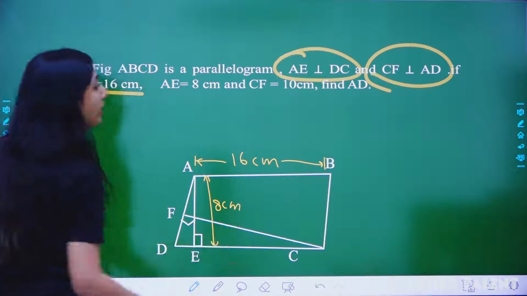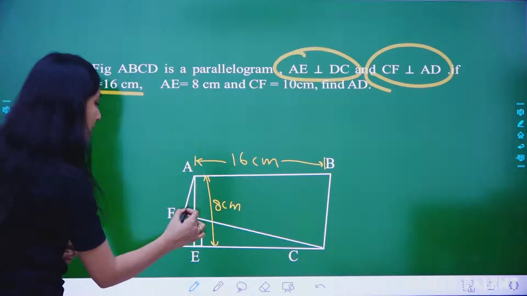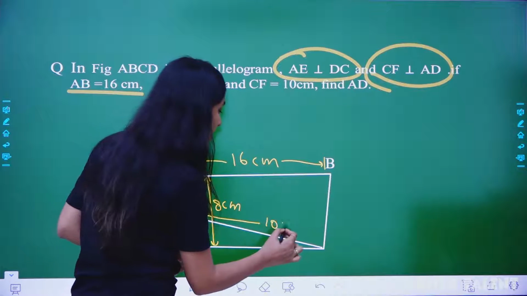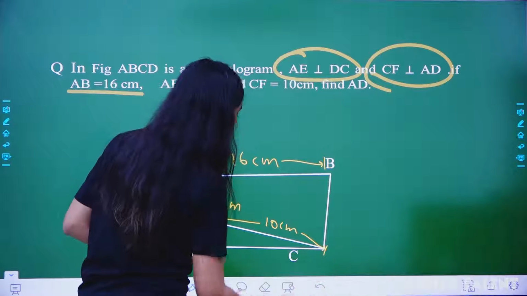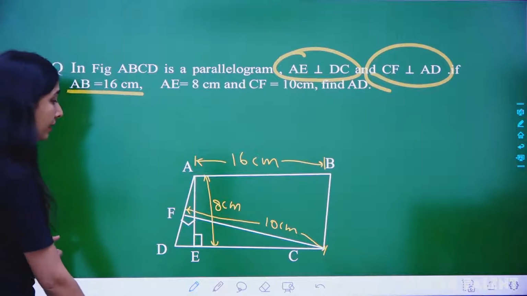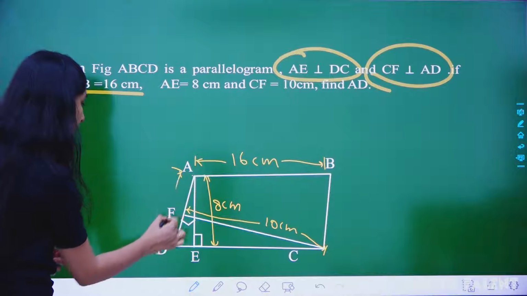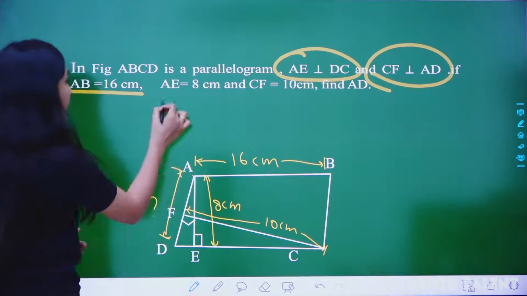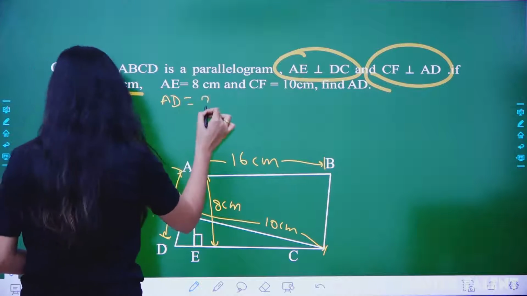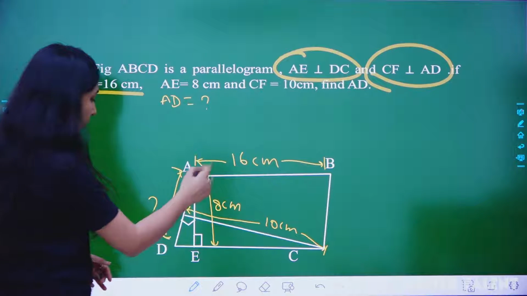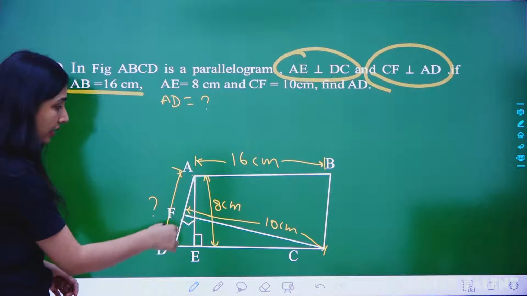And we are going to have the CF. CF is equal to 10 centimeters. Then we have to find the AD. We have to find out what will be the value of AD. Okay, so in that case we are going to know about this AD.